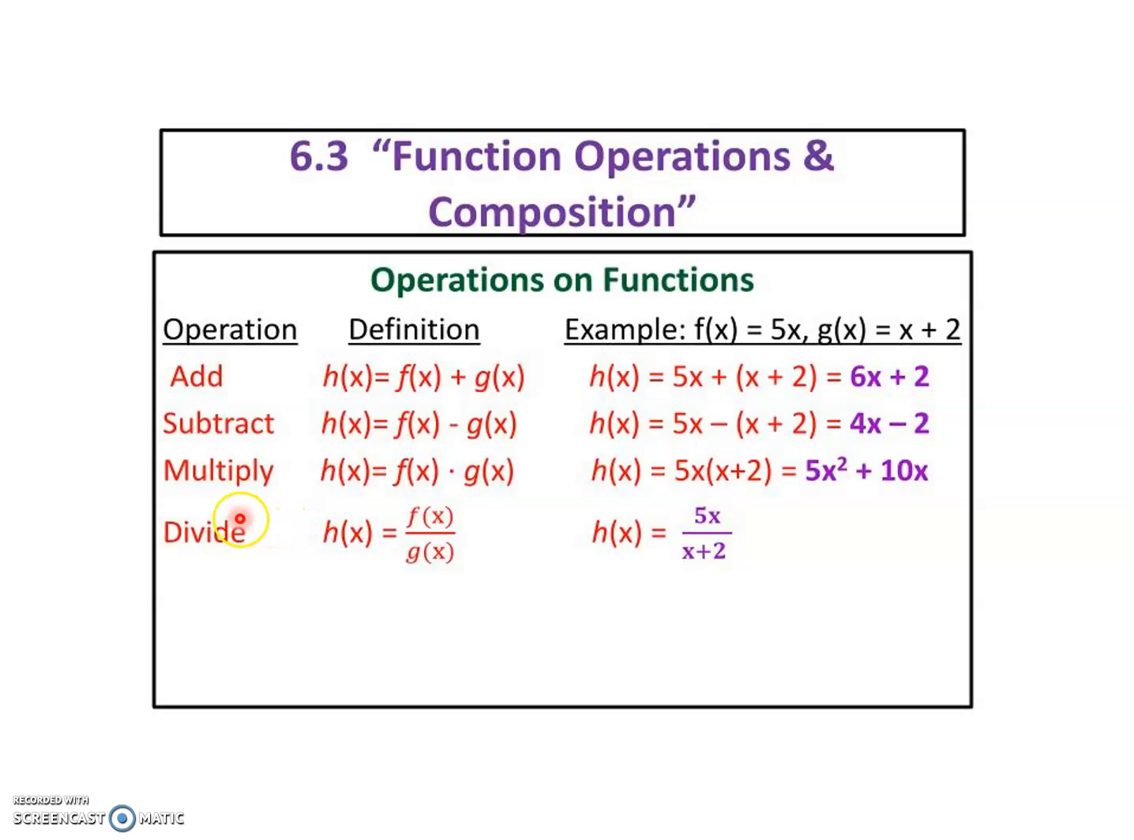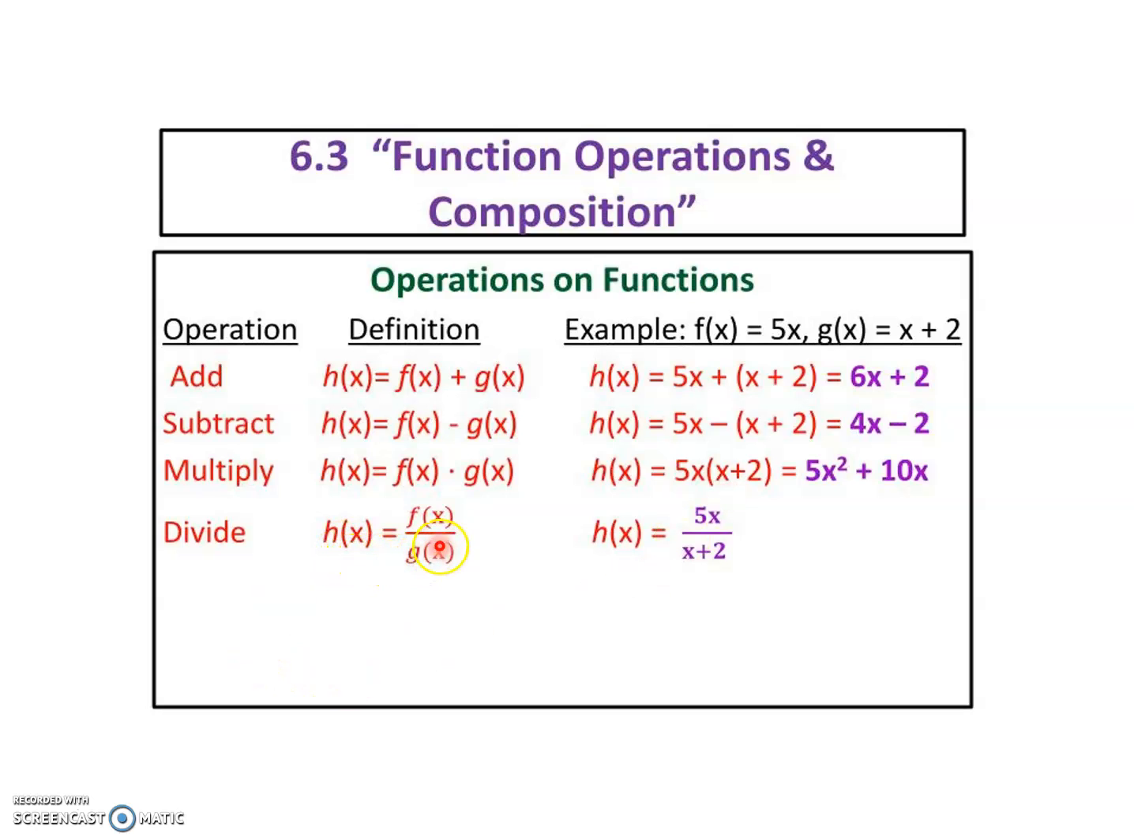Now we have to take the multiplication. h of x is equal to f of x into g of x. h of x remains the same, 5x into x plus 2. 5x into x is 5x square, 5x into 2 is 10x. It is the simplification of the multiplication, that is the multiplication of one bracket with another bracket.